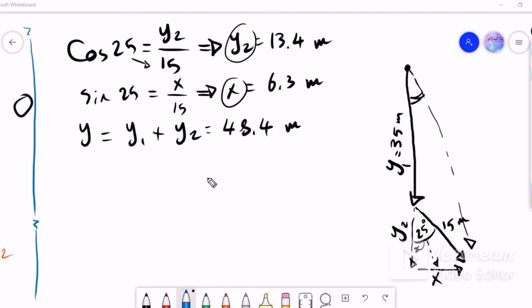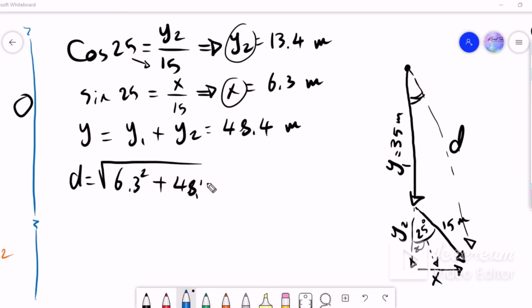Okay, what about x? We don't have x1 or x2. That's the x. Because now we can find d, the magnitude. Okay, d equals the square root of x squared plus y squared. 6.3 squared plus 48.4 squared equals 48.8 meters approximately. We can say it is 49 meters. That is the magnitude.